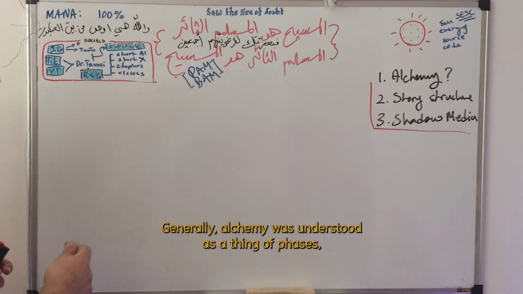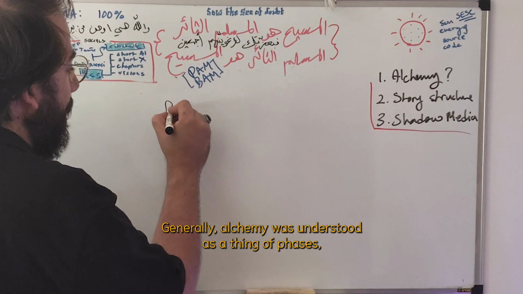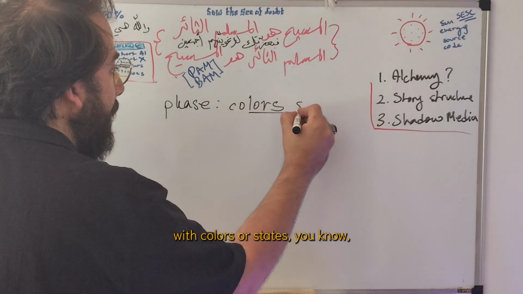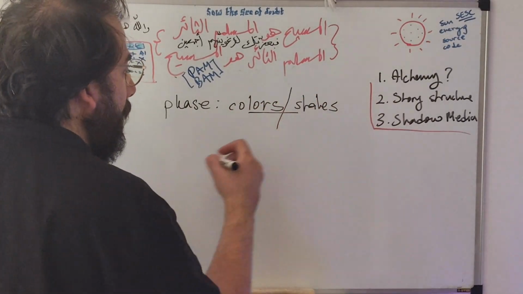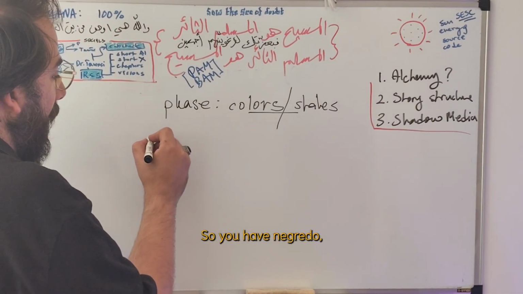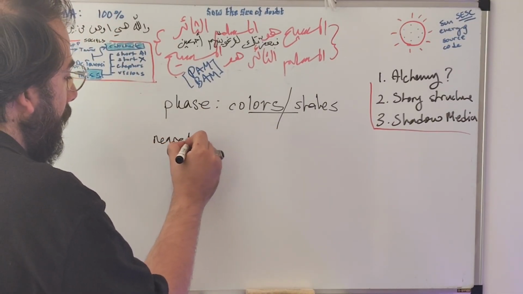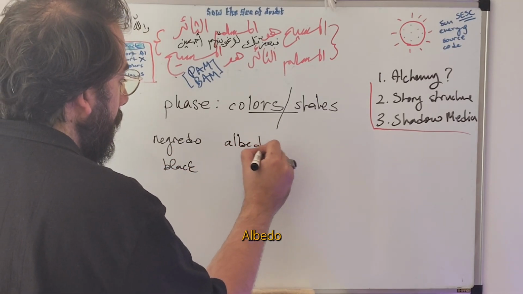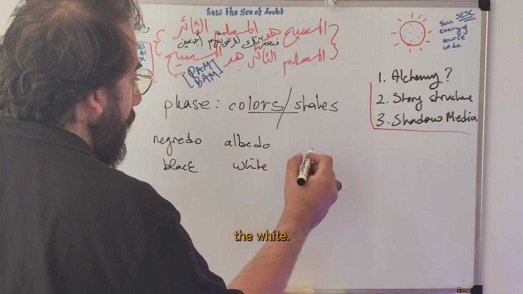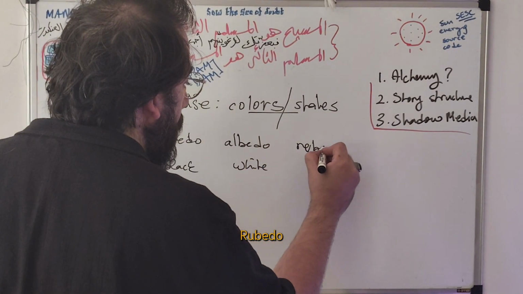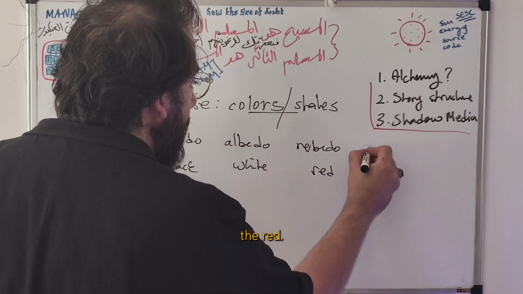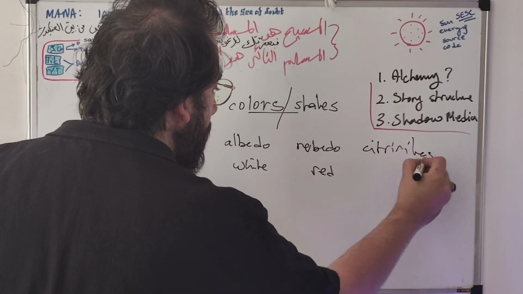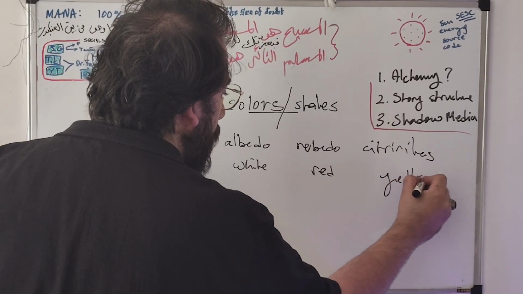Alchemy was generally understood as a thing of phases. And phases were usually described with colors or states, states of transformation. So you have nigredo, the black, albedo, the white, rubedo, the red, and citrinitas, which is yellow or gold.